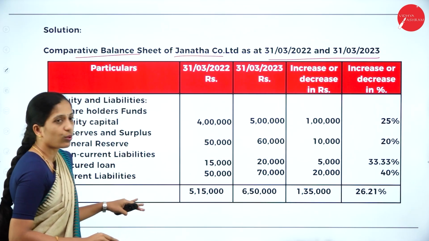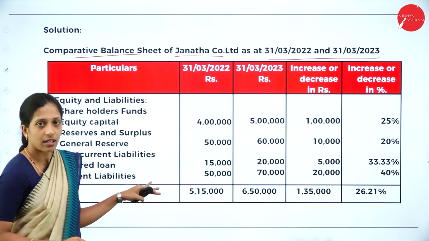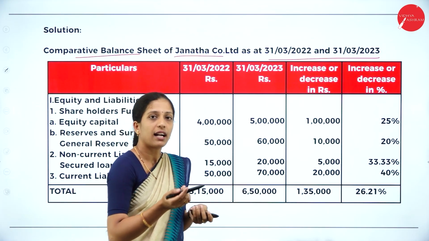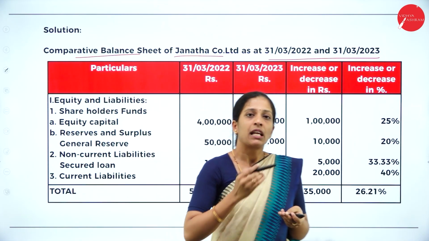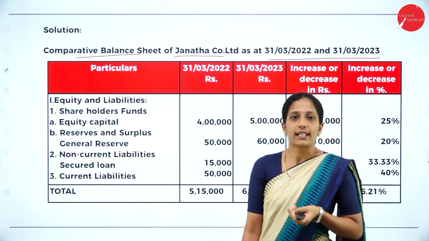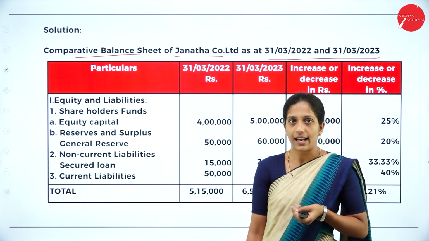Now, this thing you already know: how you have to record or write in the order. It starts from equity and liabilities. Under that, first one, shareholders' fund: A, share capital, B, reserves and surplus. The second is non-current liabilities. Third one is current liabilities.